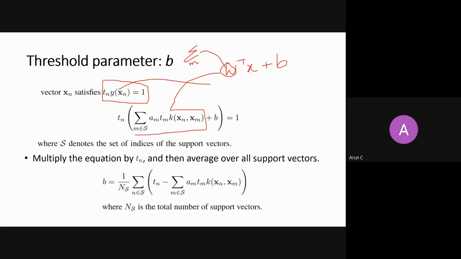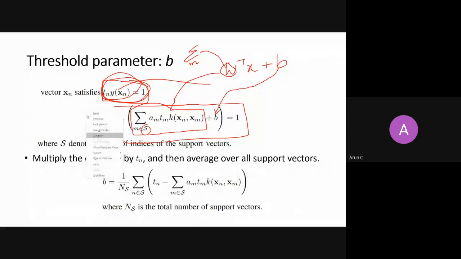This is what you have replaced over all support vectors, and this b is as it is, and then you're multiplying it with t_n to satisfy this constraint t_n y_n equals 1, right? This is how you are getting this. And this S is a set of support vectors, only support vectors, right? Then you just do some algebra here.